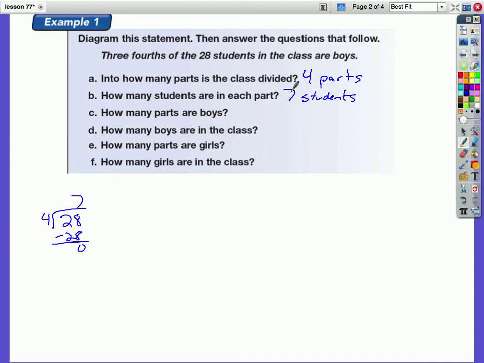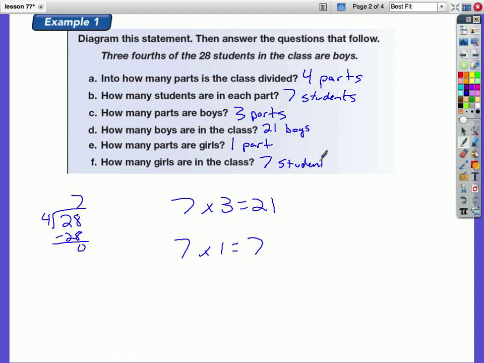And now, how many parts are boys? It tells us 3 of the 4 are boys. So we have 3 parts are boys. So how many boys are in the class? Well, if one part has 7, and we have 3 parts, multiply them together, we get 21 boys. How many parts are girls? Well, we have 4 parts. 3 of the parts are boys. It means we have 1 part is girls. And we answer the last one, how many girls are in the class? We have 7 students in a part. We have 1 part of girls. We get 7 students.